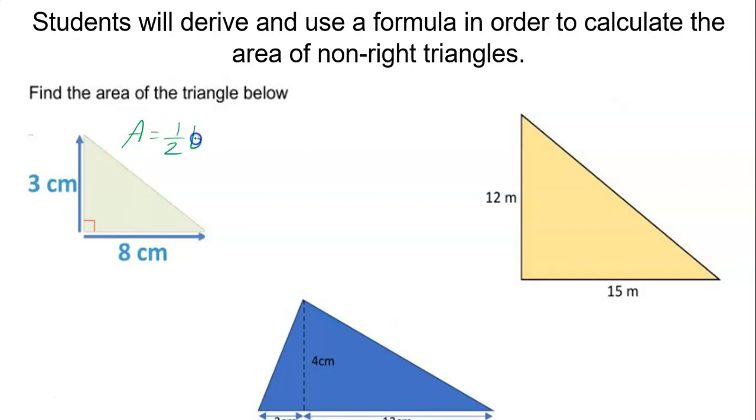So the first thing we want to do is, the area of a triangle is 1/2 the base times the height. Okay? So if I were to find the area of this triangle, it would be 1/2 the base, which is 8, times the height, which is 3. So my area would be 12. Here, my area would be 1/2 of 15 times 12, which would be 90. And that's square meters, and this is square centimeters.